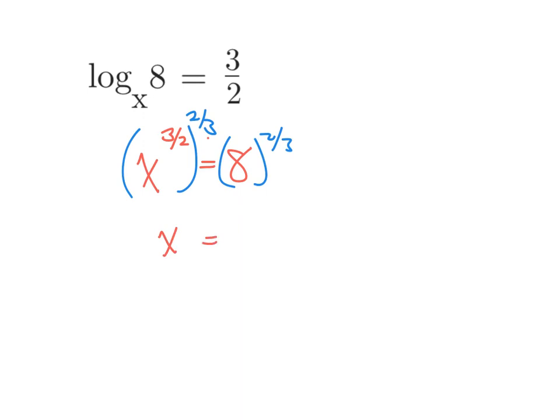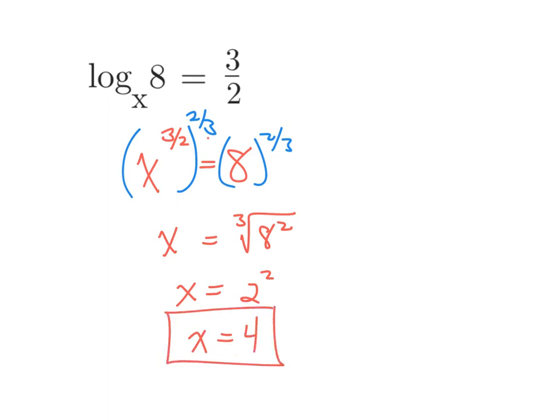Then for 8 to the 2/3, the third would be the 3rd root, and the 2 is the power. So the cube root of 8 is 2, and 2 squared is 4. So that's how you solve a very specific kind of logarithmic equation, one that we could just use the definition of logarithms to solve.